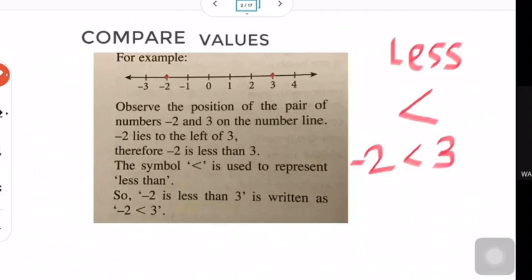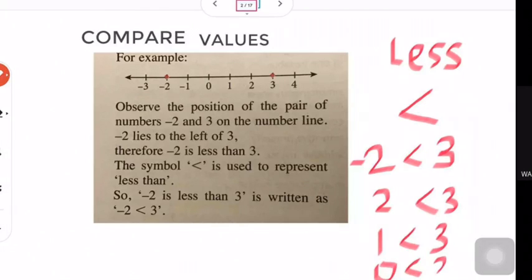You can compare also other numbers with 3. What are other numbers which are less than 3? 2 is less than 3. 1 is less than 3. 0 is less than 3, and so on. So all values that lie on the left of 3 are less than 3. What about the values on the right side?